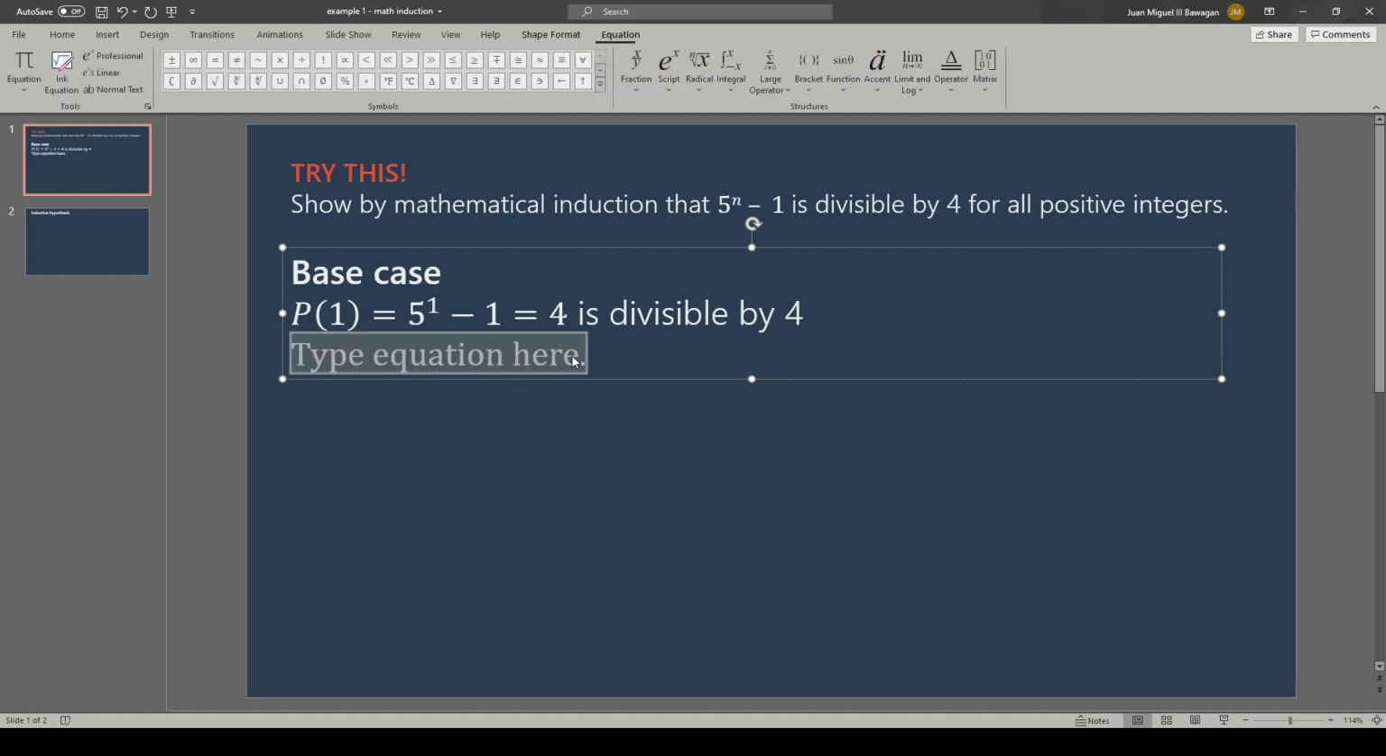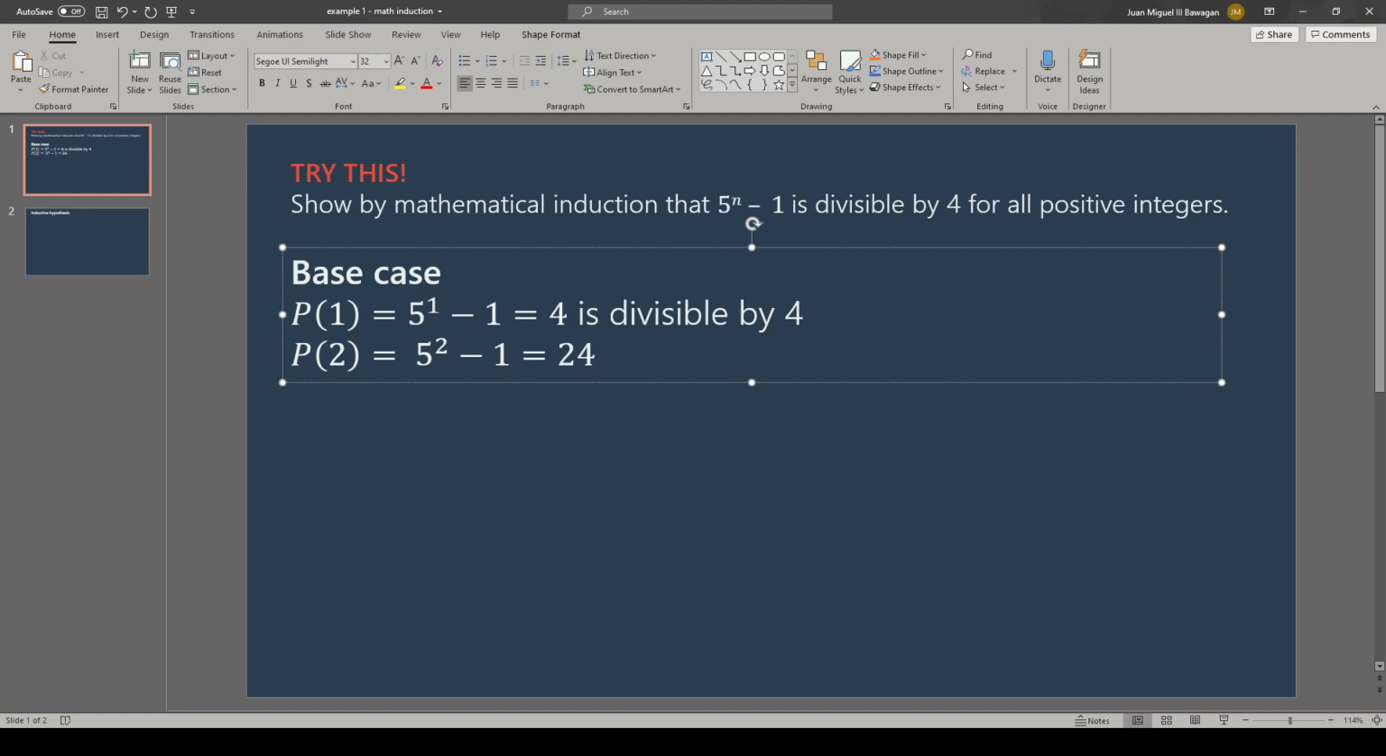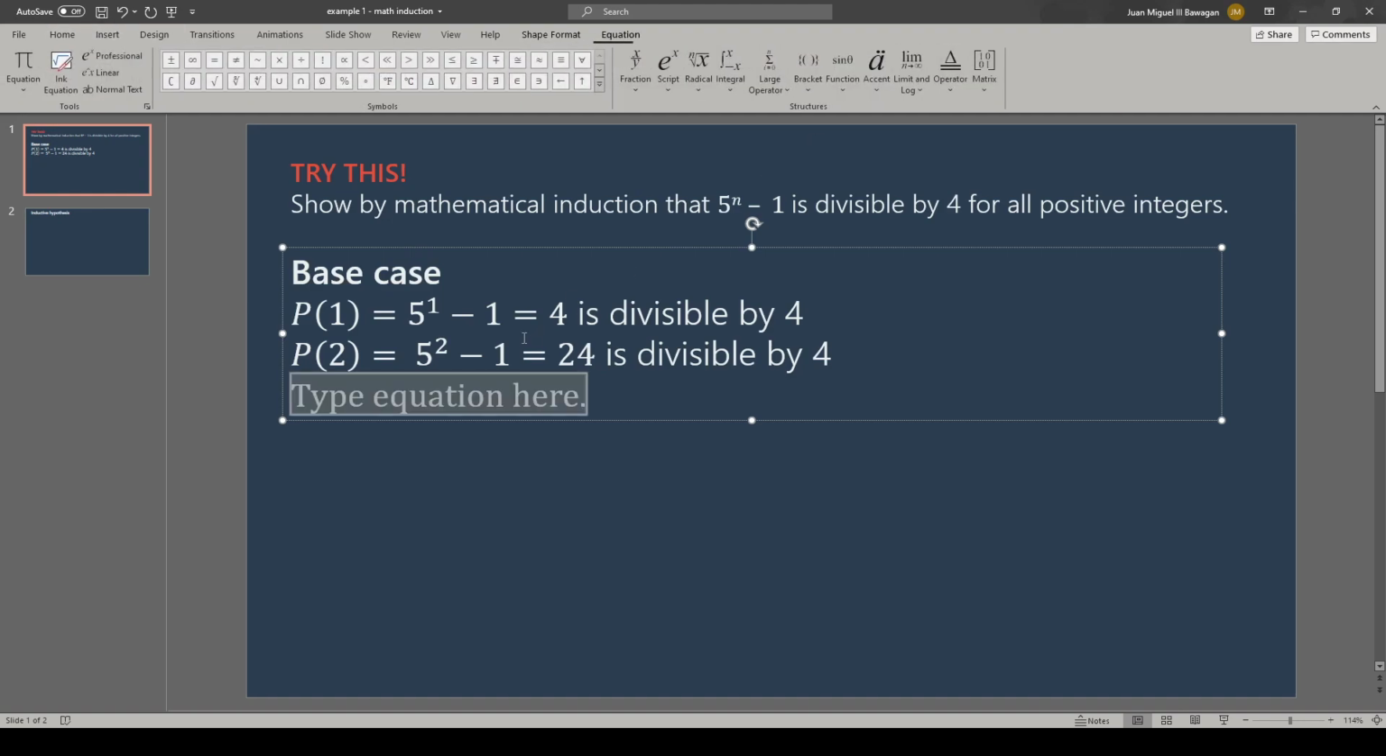Next, let's substitute 2. So we'll get 5 squared minus 1, and that's equivalent to what? 5 squared is 25, minus 1, so that's 24. Is that divisible by 4? Yes, it is. Divisible by 4. Okay, let's try one more. So next is 3. So let's substitute 3.